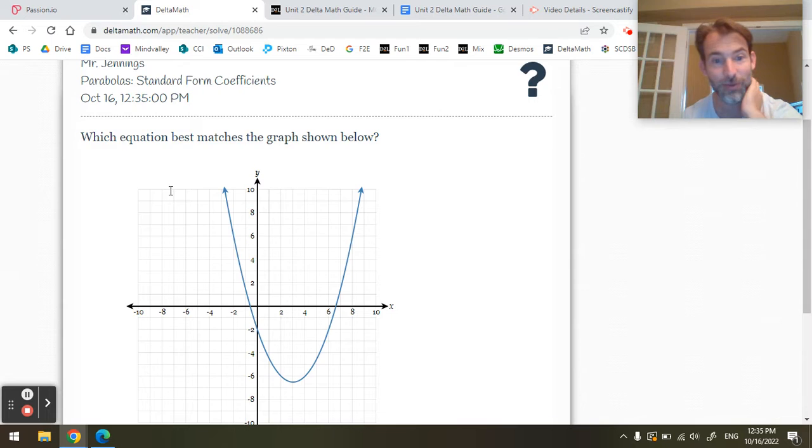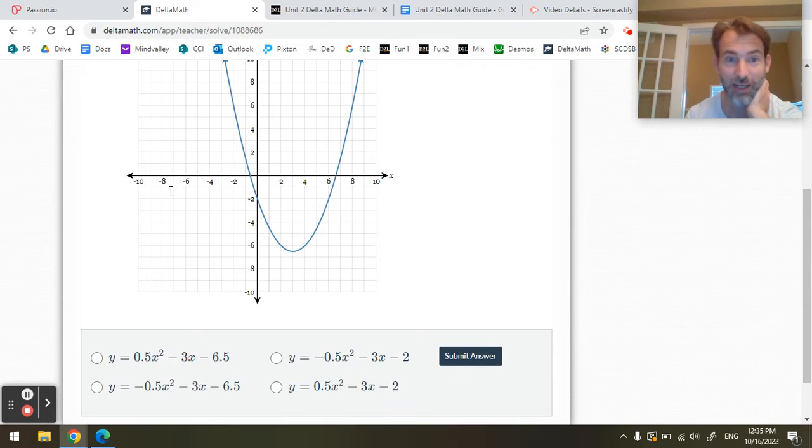These should be fast for you. You want to be fast with these. Here I notice that it's a parabola opening upwards, so that's either the first or the last one. Its y-intercept is at -2, definitely not -6.5. -6.5 might correspond to the vertex, but who cares? This is standard form. It shows me y-intercept of -2, so that one is correct.